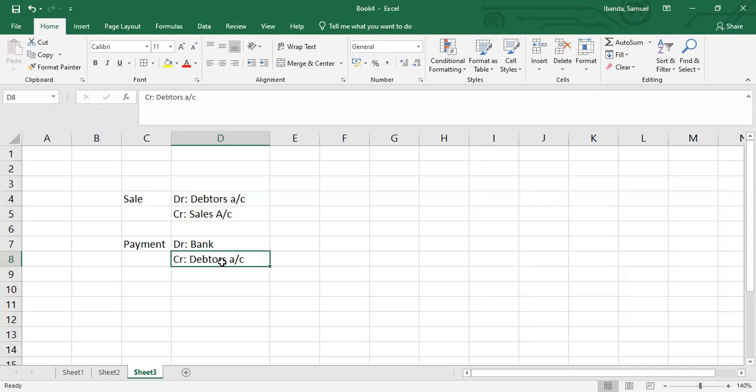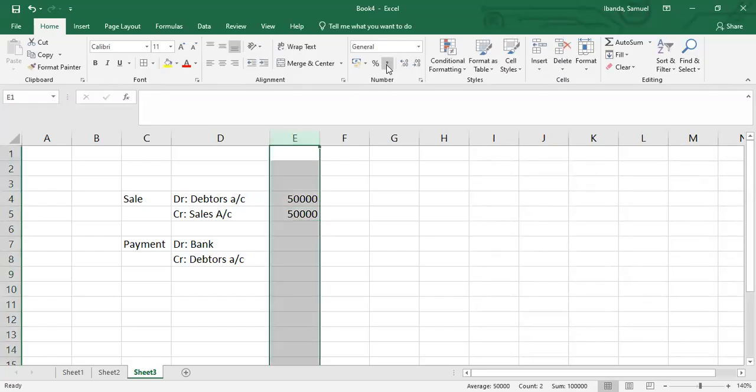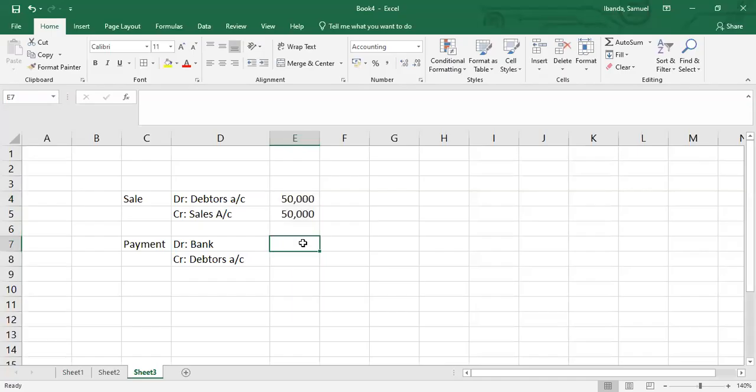Just in case this debtor had 50,000, maybe if this was a transaction of 50,000, it means that at the point of payment, we are going to debit our bank if they are paying 50,000, and we shall credit our debtors account with 50,000. The 50,000 is to remove this amount from your debtors account that you had debited earlier on.